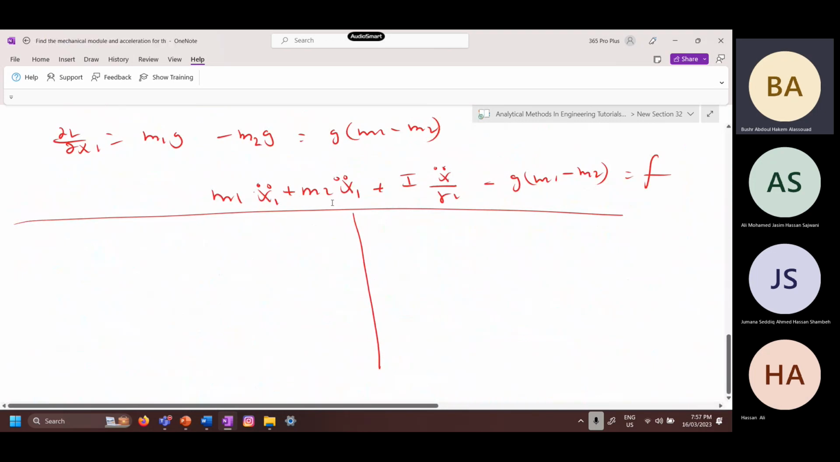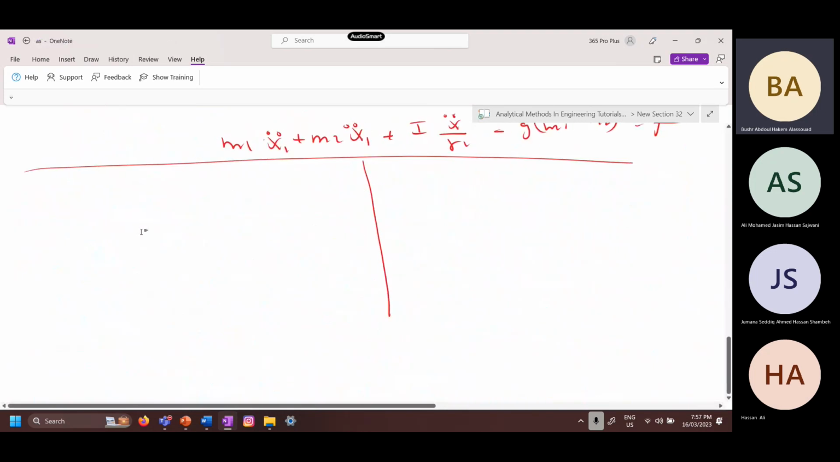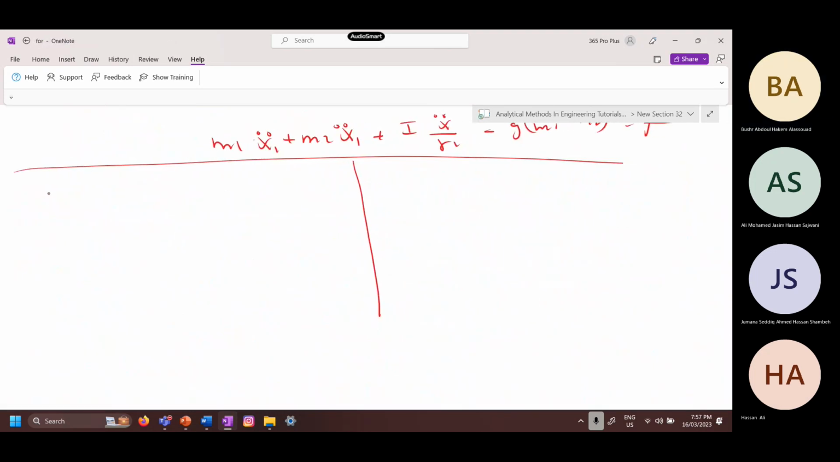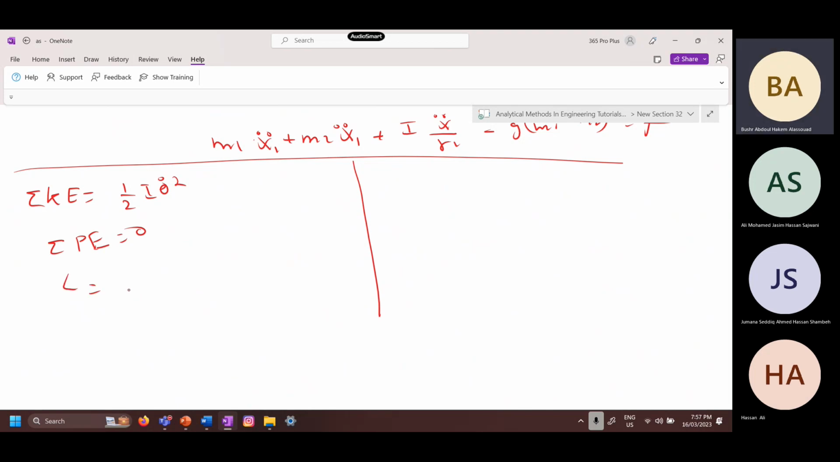But for the pulley, you need to solve it individually. So KE is half I theta dot squared. Potential energy is equal to 0. There's no potential energy in the pulley. Remember this, the Lagrangian is KE minus PE. So it's going to be half I theta dot squared.